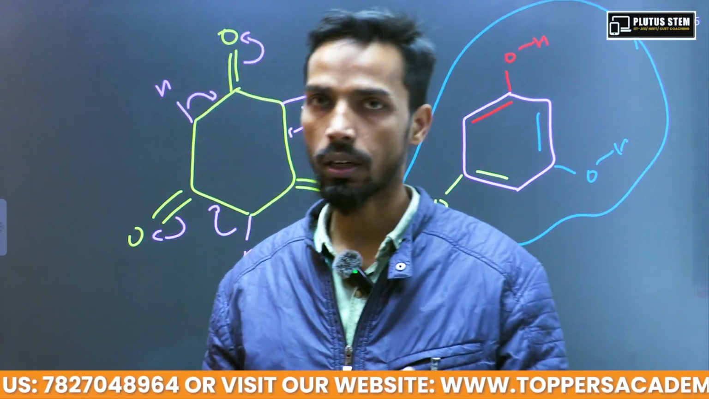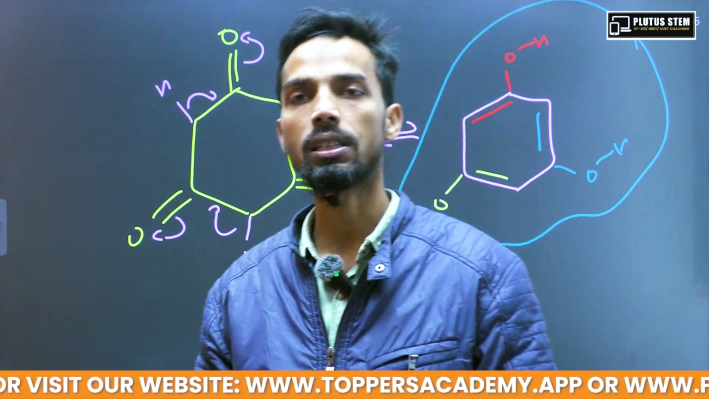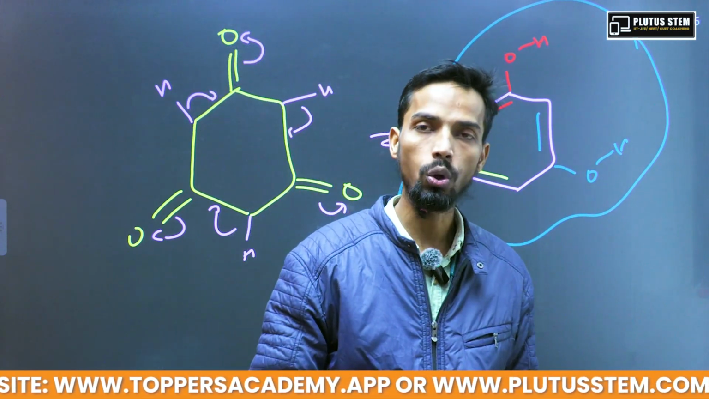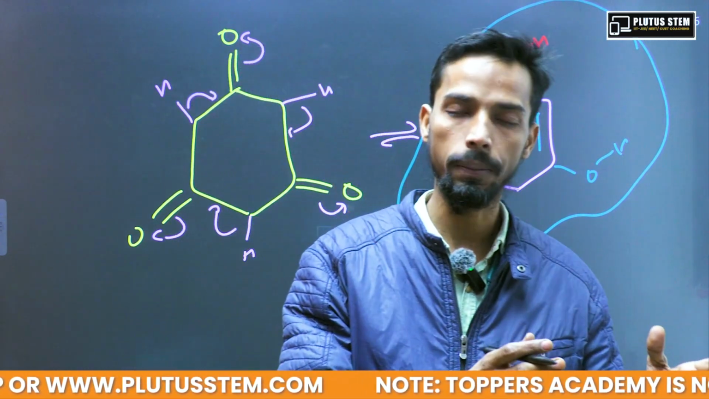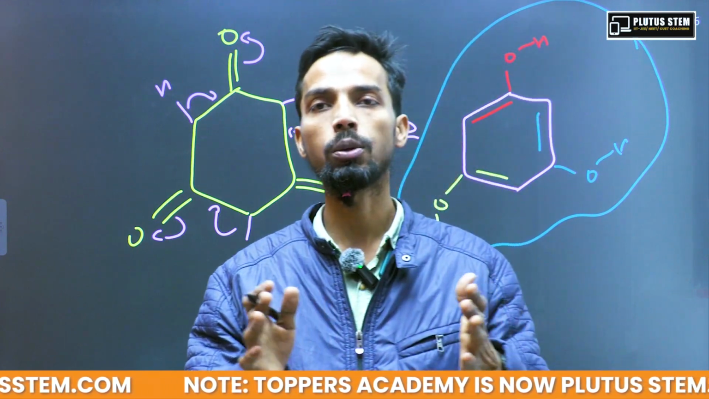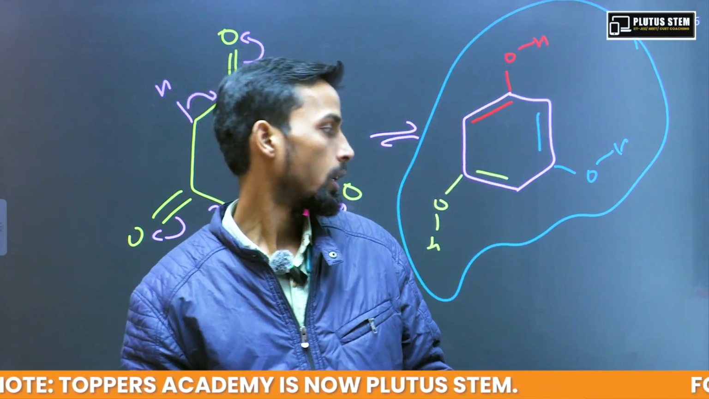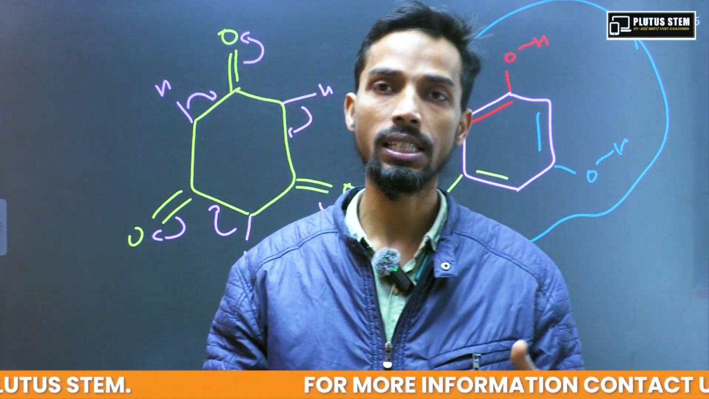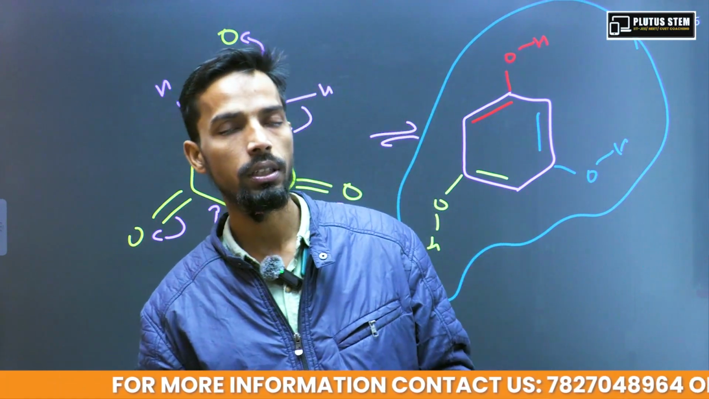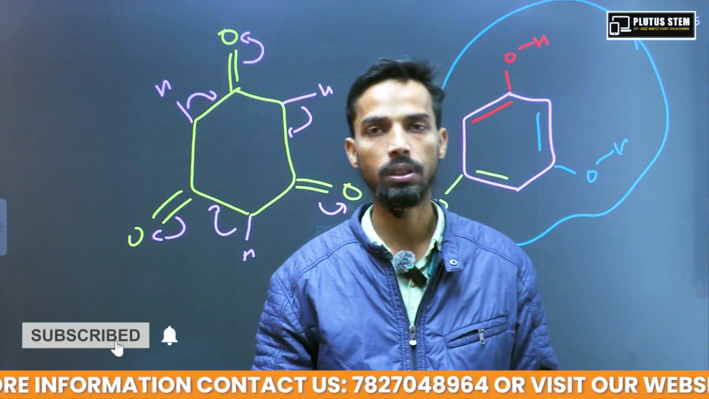So this was tautomerism, and now in the upcoming videos we will be discussing stereoisomerism, its different types like geometrical isomerism, optical isomerism, enantiomers, diastereomers, cis, trans, E-Z, anti, strain, everything we are going to discuss from the upcoming lecture.